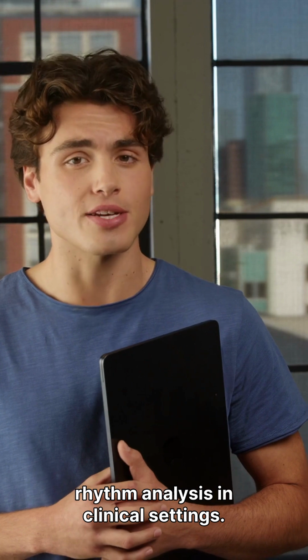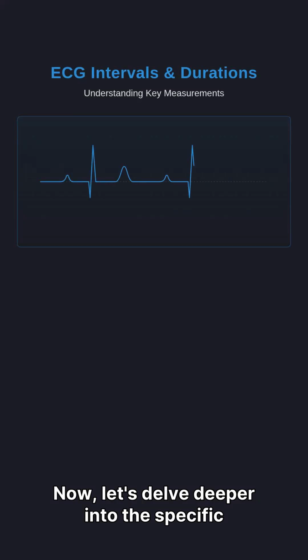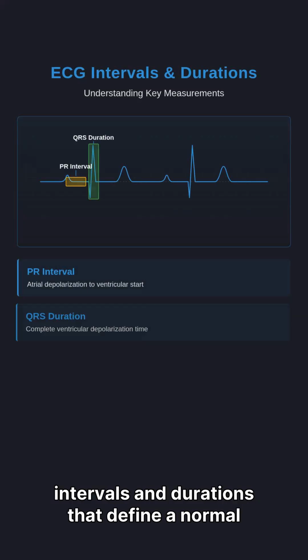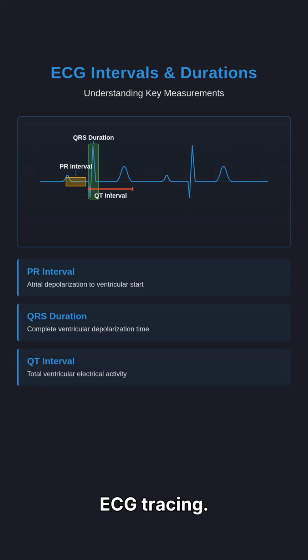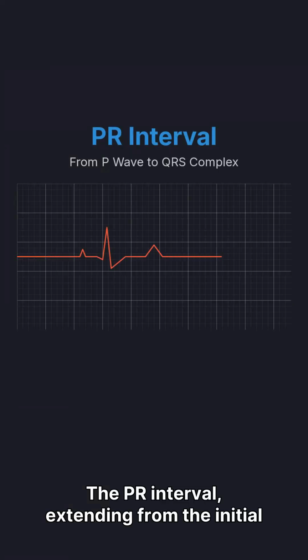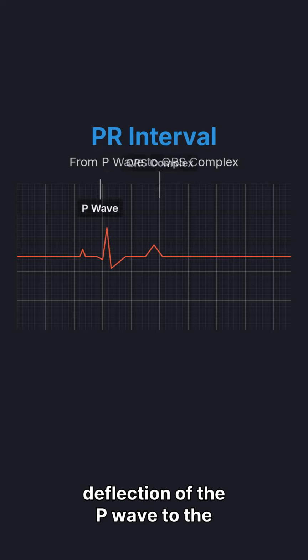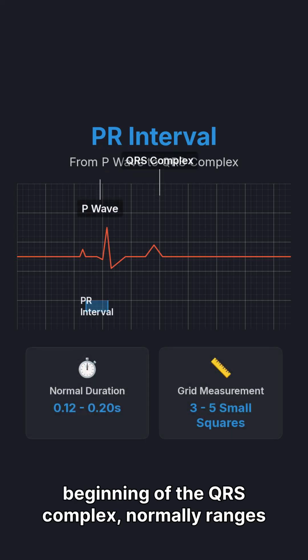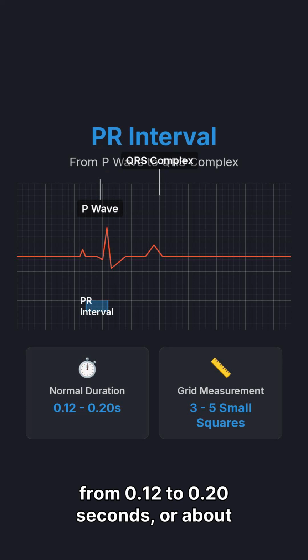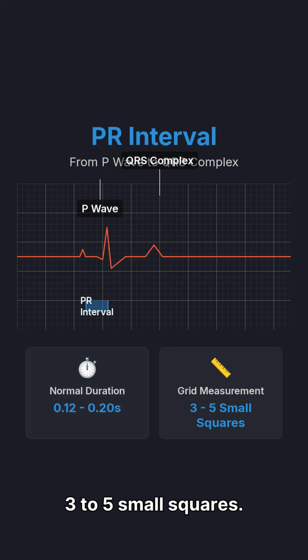Now, let's delve deeper into the specific intervals and durations that define a normal ECG tracing. The PR interval, extending from the initial deflection of the P wave to the beginning of the QRS complex, normally ranges from 0.12 to 0.20 seconds, or about 3 to 5 small squares.